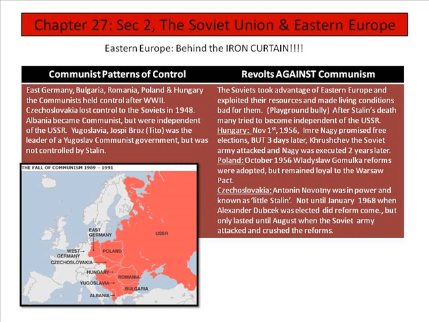So Hungary, on November 1st of 1956, Imre Nagy promised free elections, but 3 days later, Khrushchev and the Soviet army attacked, and Nagy was executed 2 years later. In Poland, October 1956, Władysław Gomułka, reforms were adopted, but Poland remained loyal to the Warsaw Pact. And then in Czechoslovakia, Antonín Novotný was in power and known as Little Stalin, so he stayed in power until January 1968, when Alexander Dubček was elected. Reform came, but only lasted until August when the Soviet army came in, attacked, and crushed these particular reforms.